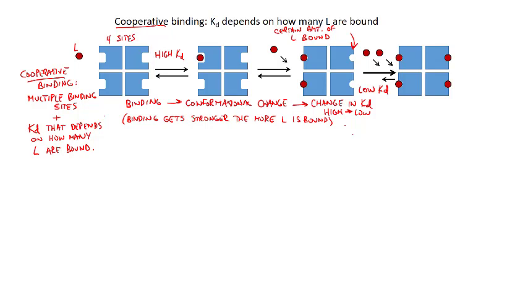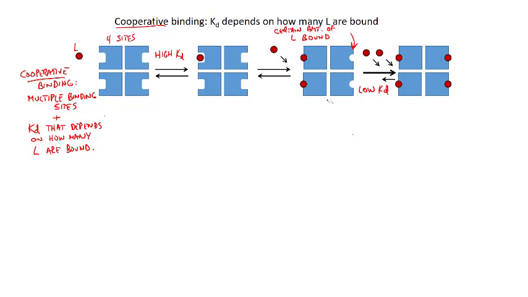Now, you may be wondering, does it ever go the other way? Does it ever start off binding very strong and then gradually get weaker? And the answer is yes, that does exist. It's called negative cooperativity, but it's pretty rare, so we're not going to talk about it in this class. Now, notice the way I drew this. It's not like once something binds, the structure of that binding site changes, and then when the next one binds, the structure of that binding site changes. It doesn't work that way. Notice how all binding sites change simultaneously.